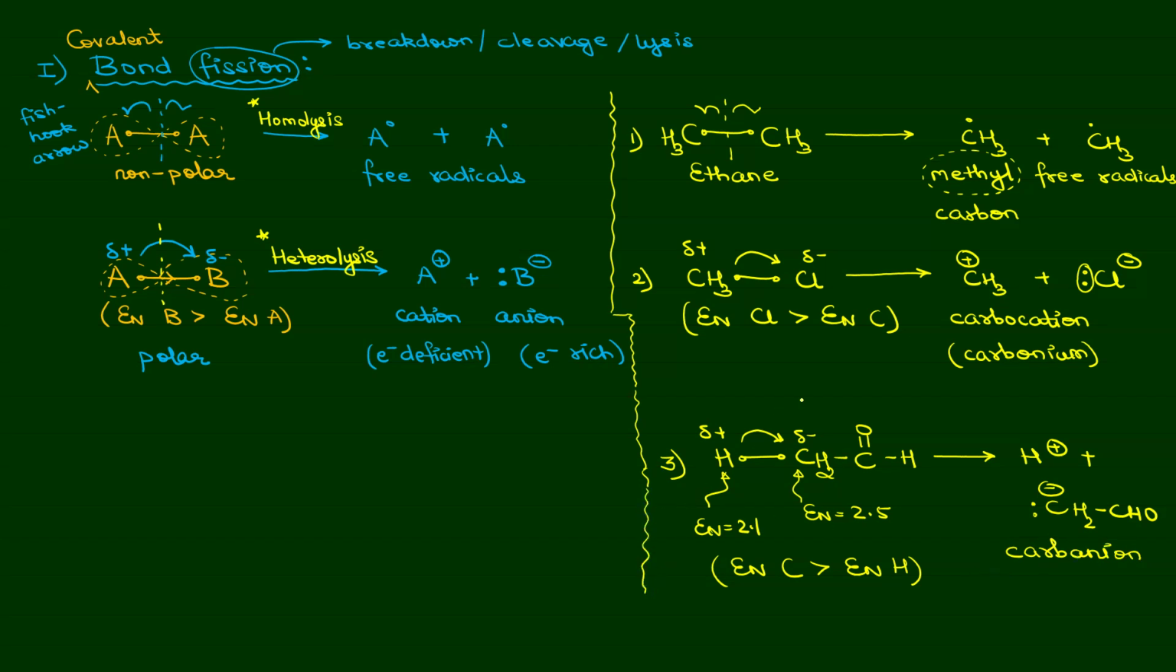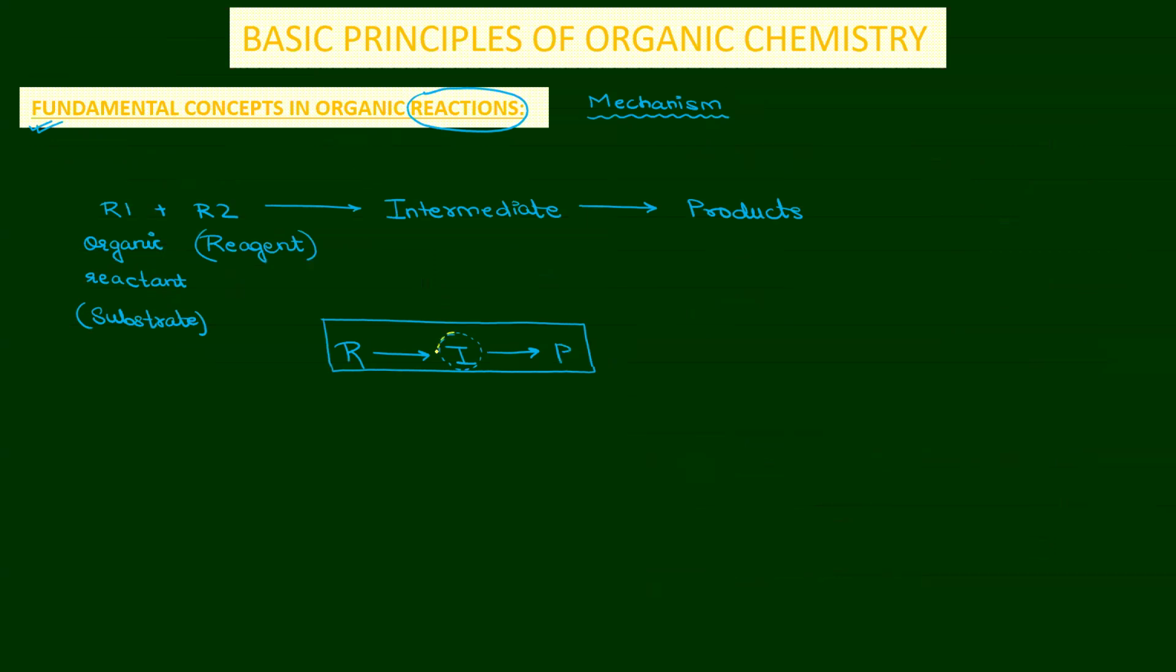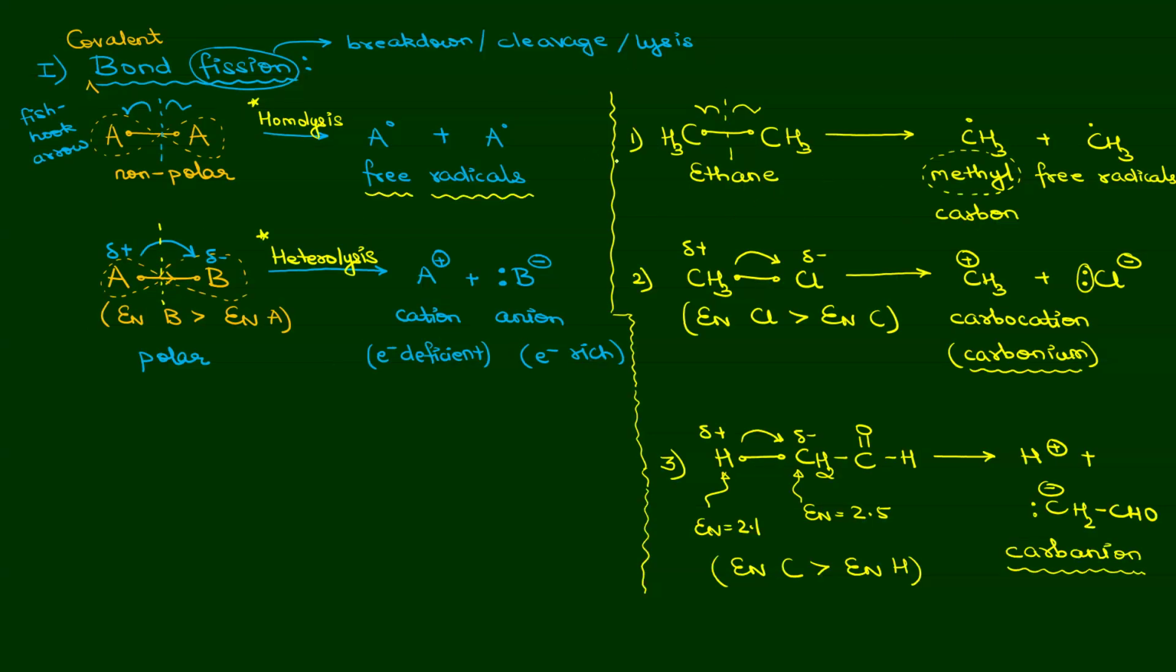So with these three cases, we understand that in any organic reaction, the bond fission, whether it is homolysis or heterolysis, results in the formation of free radicals, the carbocation or carbonium ion, or the carbon anion, that is the carbanion. These are simply the intermediates of the organic reaction, which we were talking about, the RIP. So organic reactions have three intermediates. First, carbon free radicals. Second, carbocation. Third, carbanion.